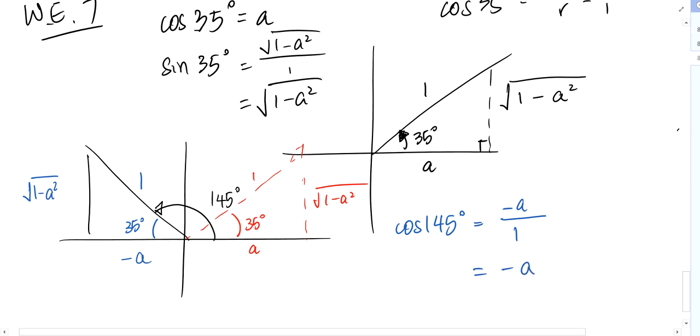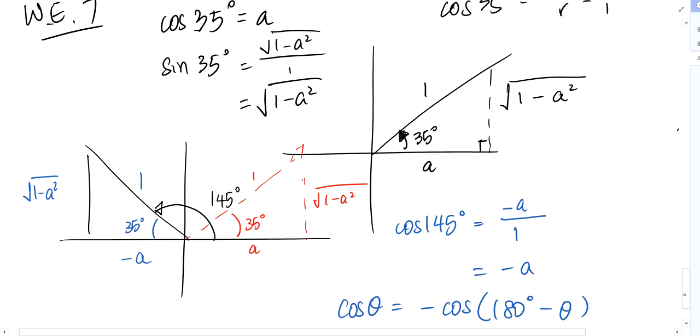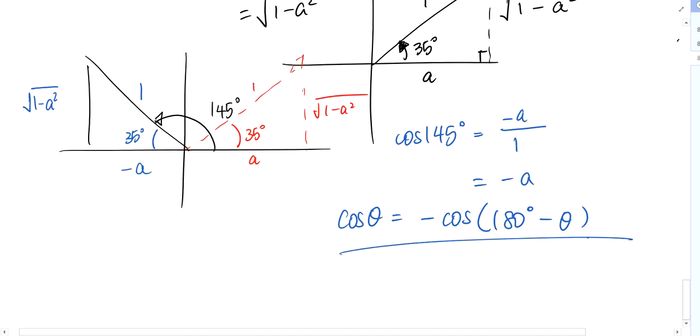Alright. This also reminds us of cosine theta equals negative cosine of 180 degrees minus theta. Okay, so this is another proof of what we have learned in E-maths.